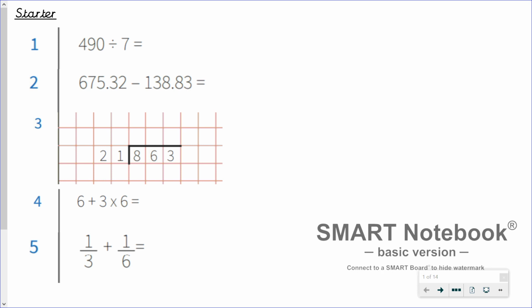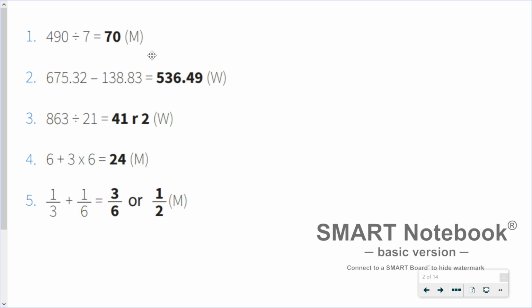Right, let's move it on. So the first one is more mental, but you could have done it written, but 490 divided by 7 is 70. Next one was more of a written method because there was lots of exchanging needed. So 675.32 take away 138.83 is 536.49. Third one, written again, because you're getting into remainders. 863 divided by 21 is 41 remainder 2.